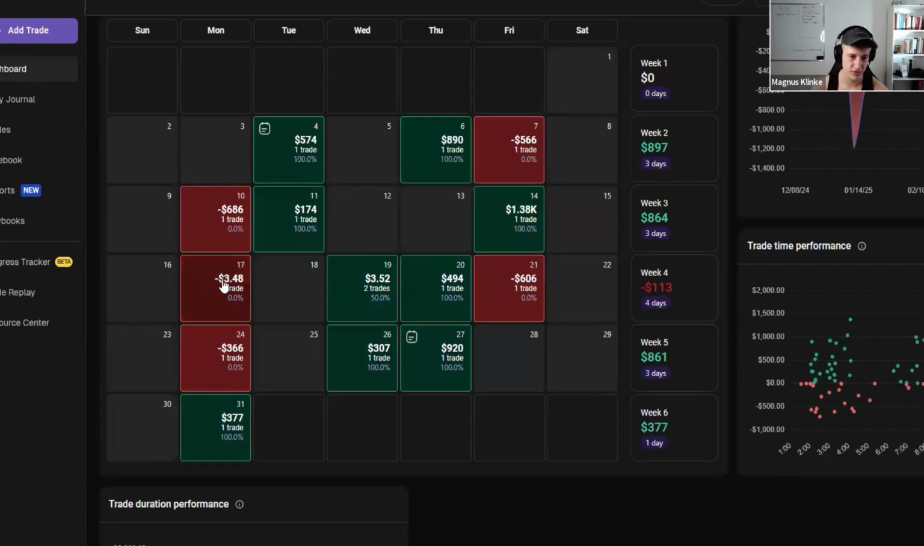Took a break-even trade here on the 17th. Took a break-even trade here on the 19th. So really no trades in between here. The 20th took a $500 trade here. And I took a little bigger loss here on the 21st on the Friday. So Friday can be good and bad.